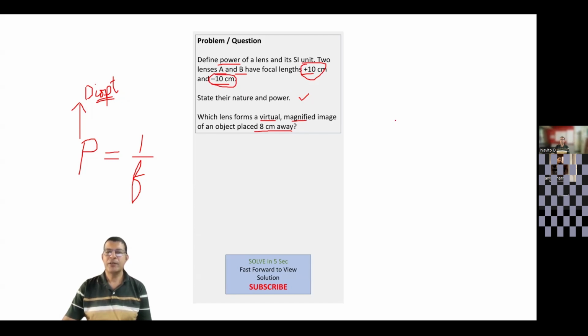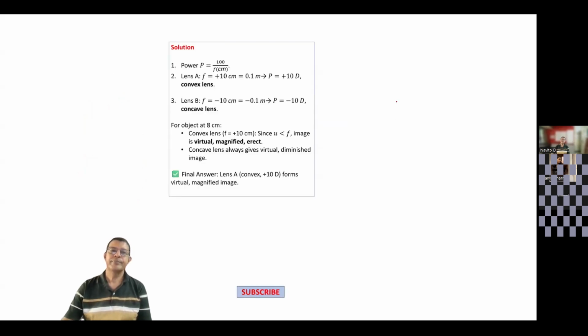So what will you get for power? You have to do 100 divided by focal length. It's in centimeters, so you have to use 100 in the numerator. You will get plus 10 diopter for lens A, and for lens B, you will get minus 10 diopter.